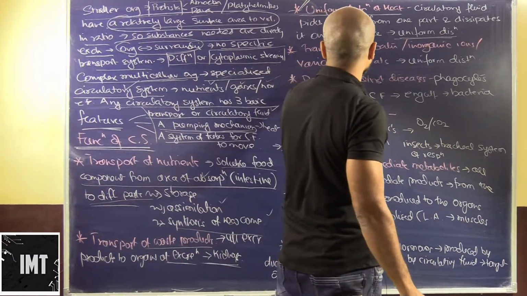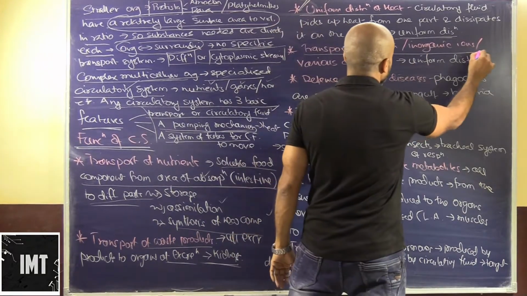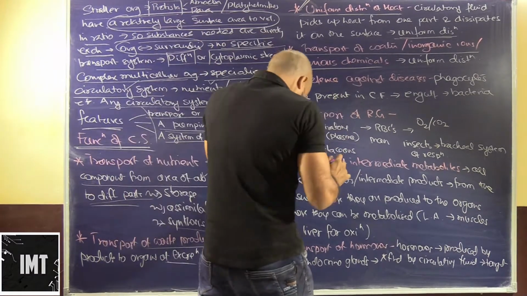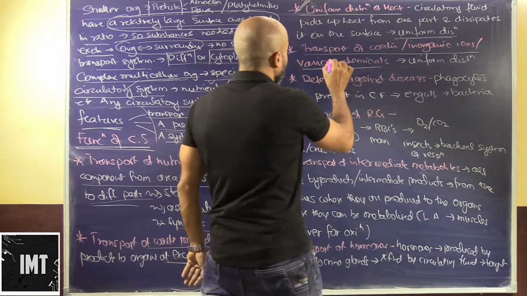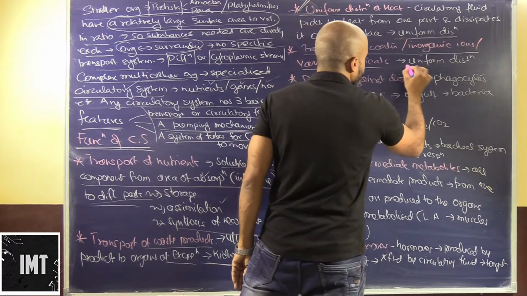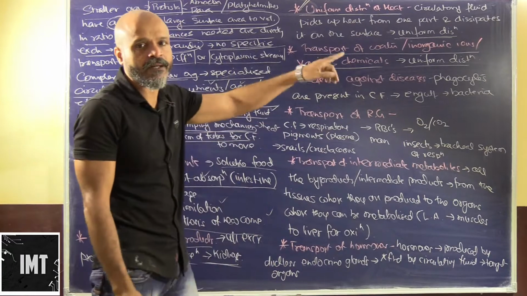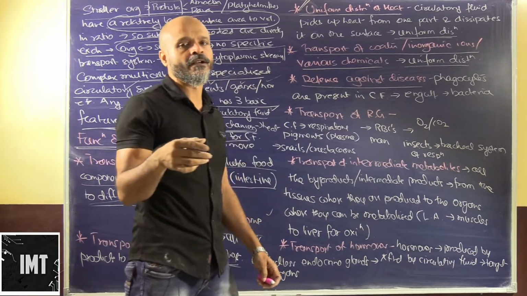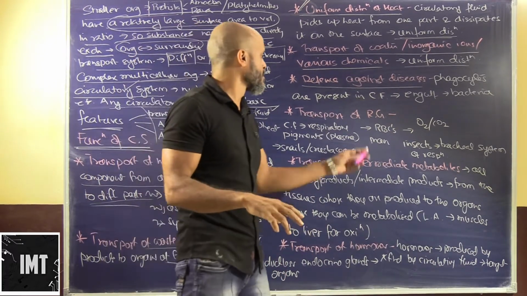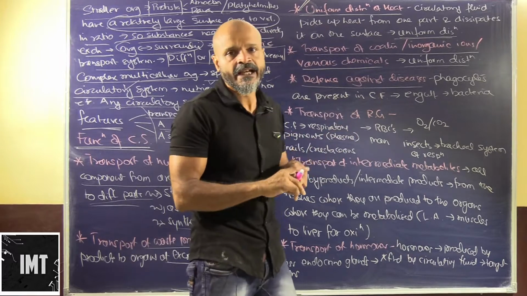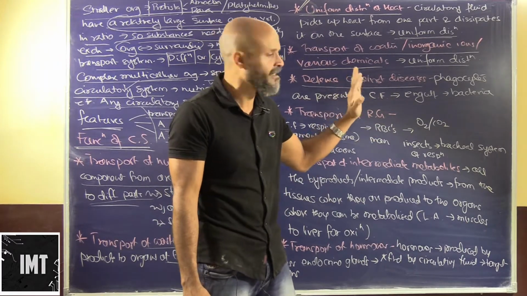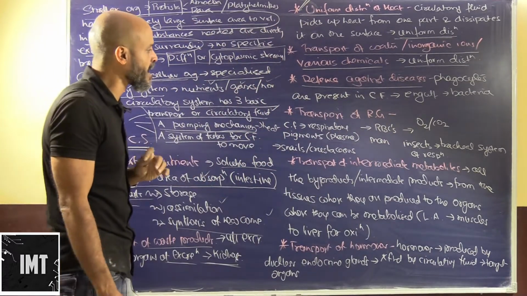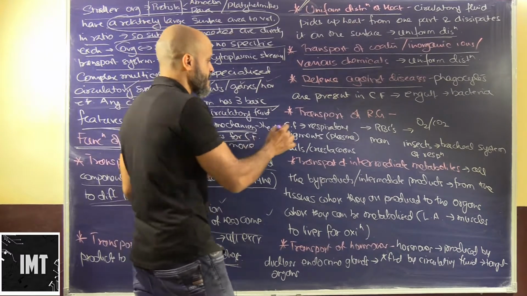Transport of water, inorganic ions and various chemicals. This is also uniformly distributed by the circulatory fluid. Then we have defense against diseases. In our blood there are a lot of phagocytes, the WBCs. These phagocytes engulf and digest any type of foreign material like bacteria and microorganisms which can prove detrimental to our health. So that is defense against diseases.